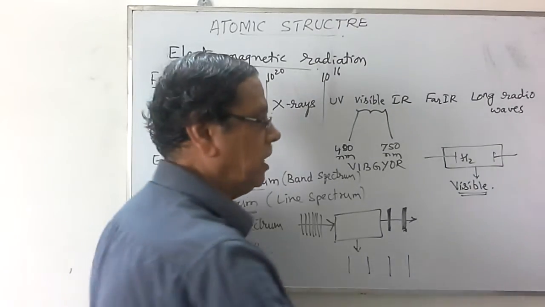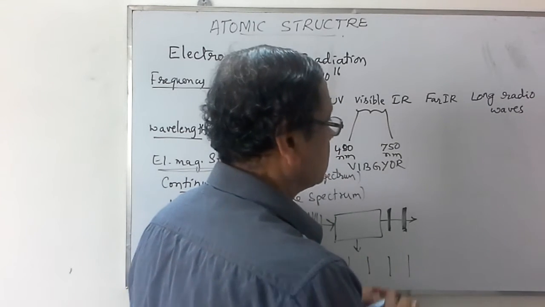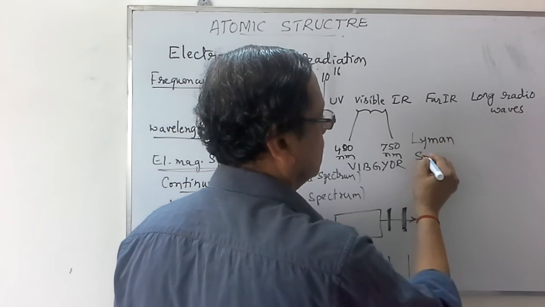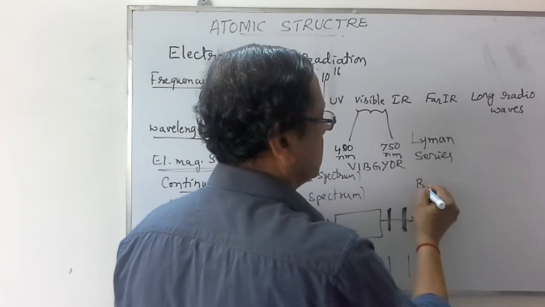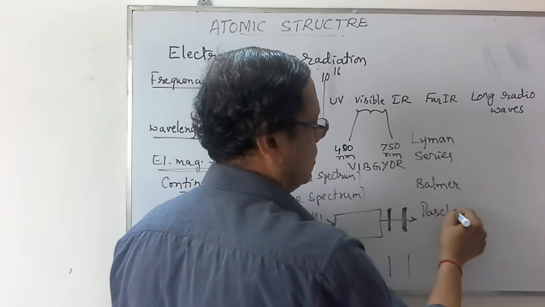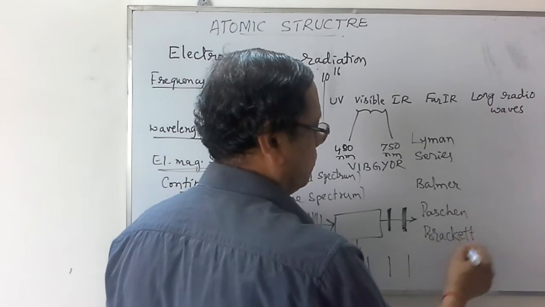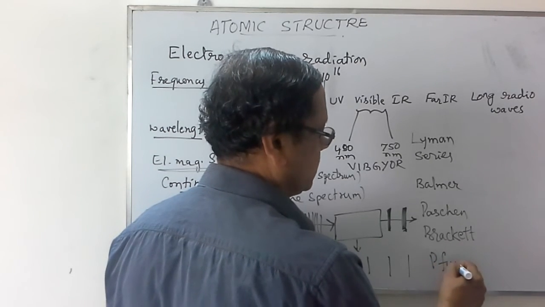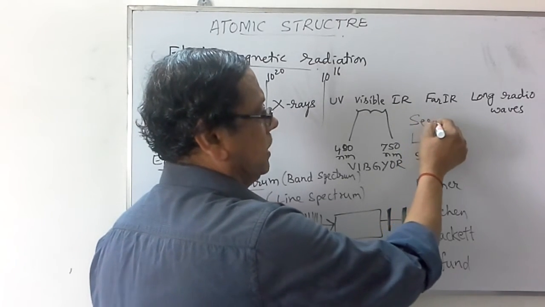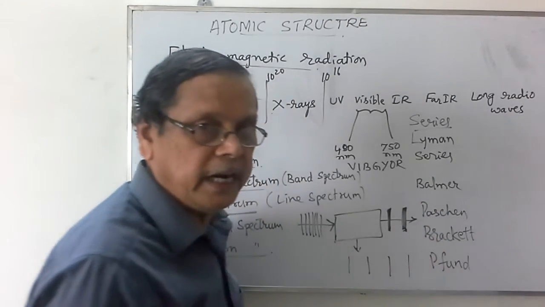We observe that in case of hydrogen, there are different series of lines that we get. Those series of lines are called the Lyman series, Balmer series, Paschen series, Brackett series, and Pfund series. The series names are Lyman, Balmer, Paschen, Brackett and Pfund.